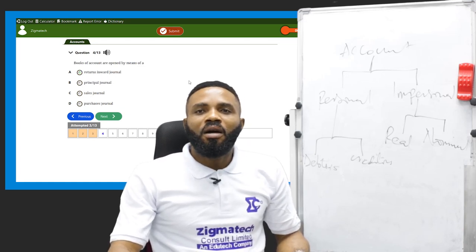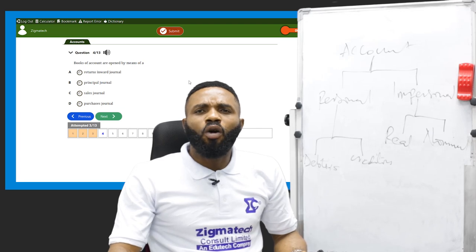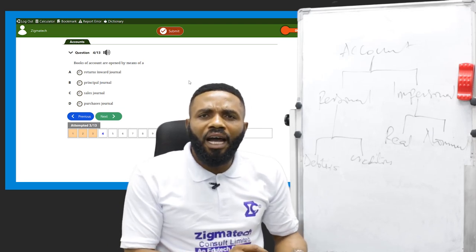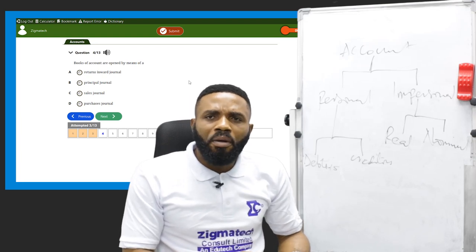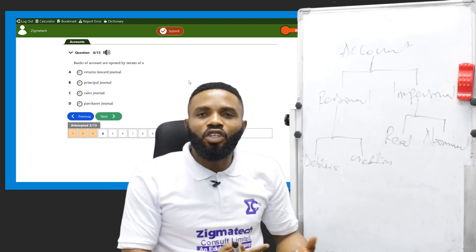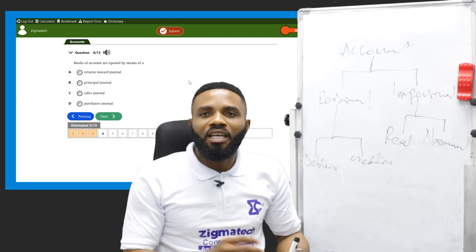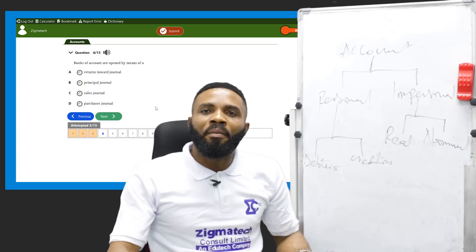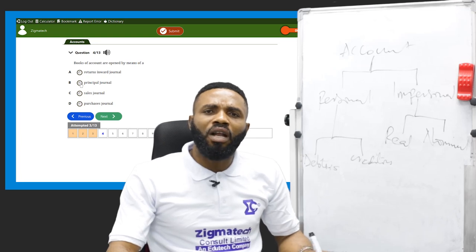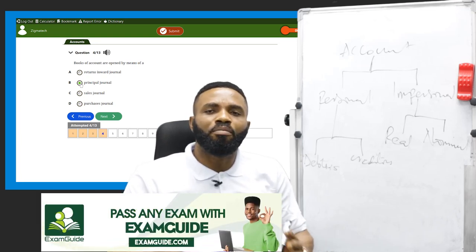And then let's take the last question. The last question said books of account are opened by means of a dash: return inwards journals, principal journals, sales journals, purchases journals. It is opened by means of a principal journal. This is a book that contains all the books.